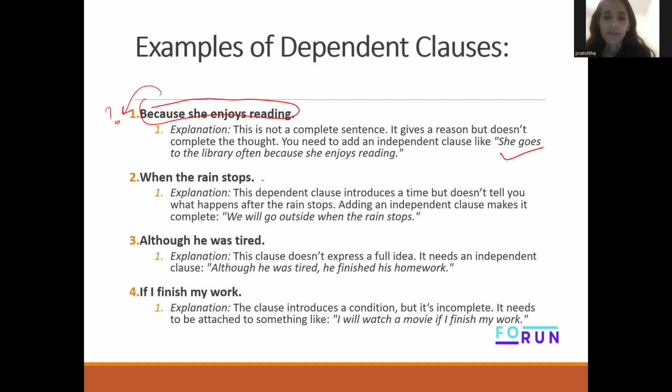When the rain stops, it introduces a time but does not tell you what happens after the rain stops. So we can add an independent clause. For example, we will go outside when it stops raining, or when the rain stops.